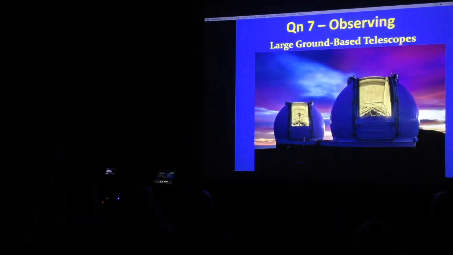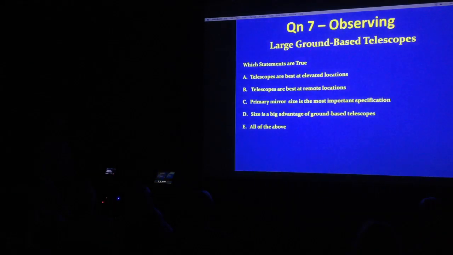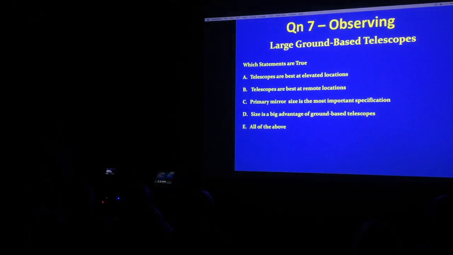Okay, so we're up to large ground-based telescopes. Question 7. Which statements are true? Telescopes are best at elevated locations, best at remote locations. Mirror size is the most important specification. Size is a big advantage of ground-based over space telescopes, but we need all of the above.